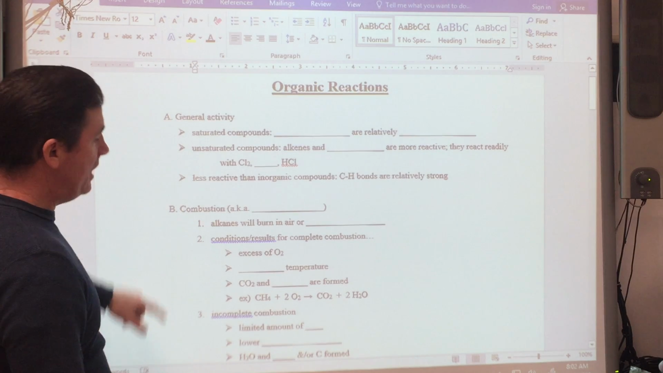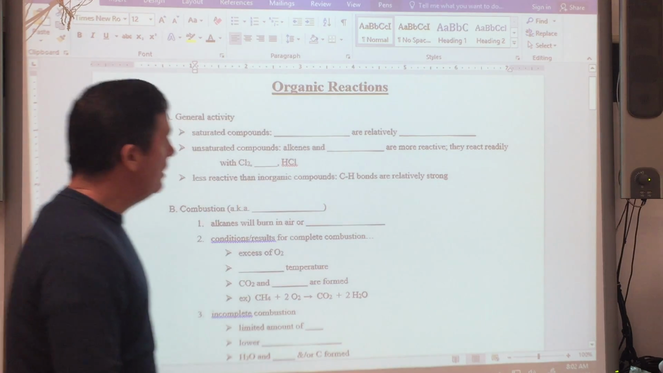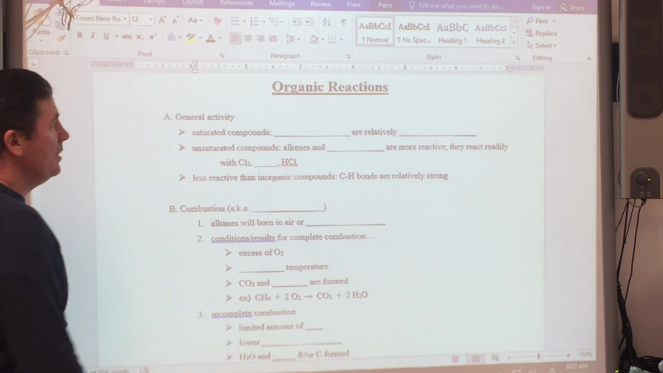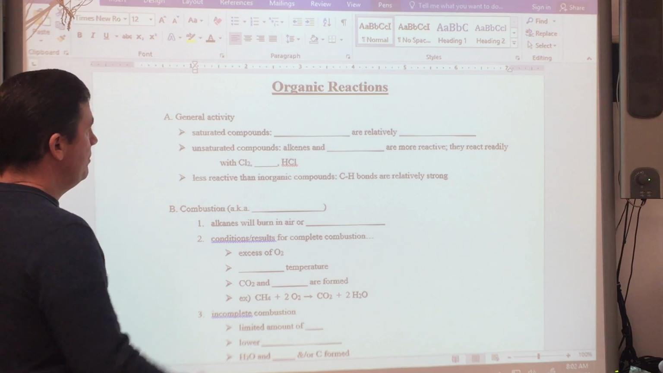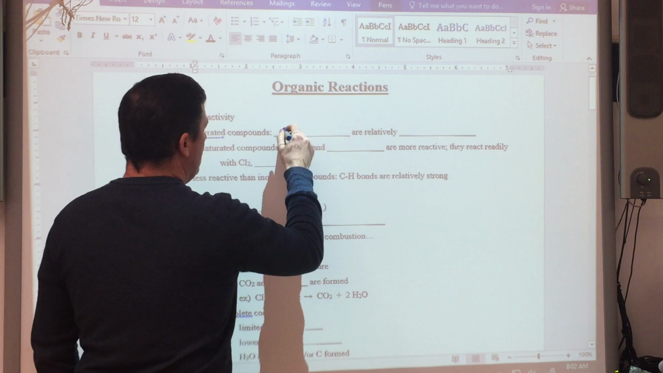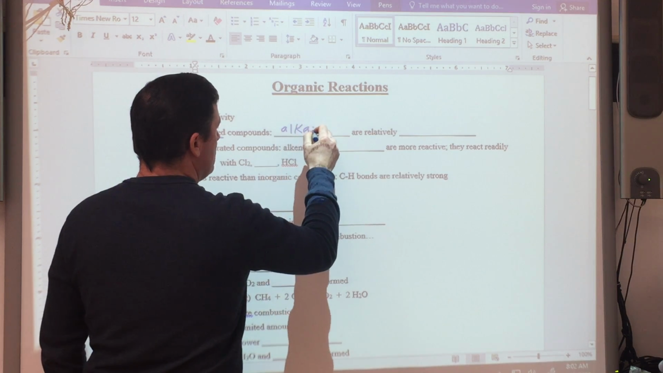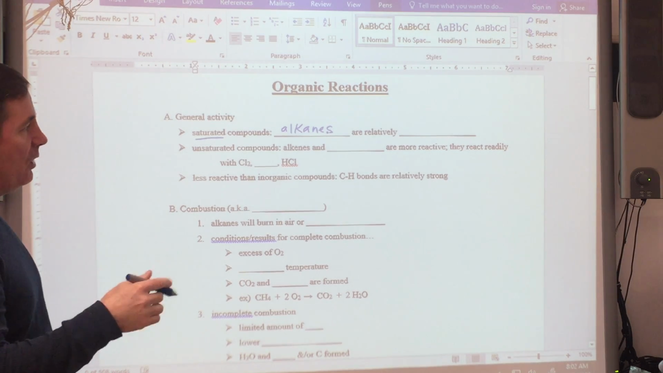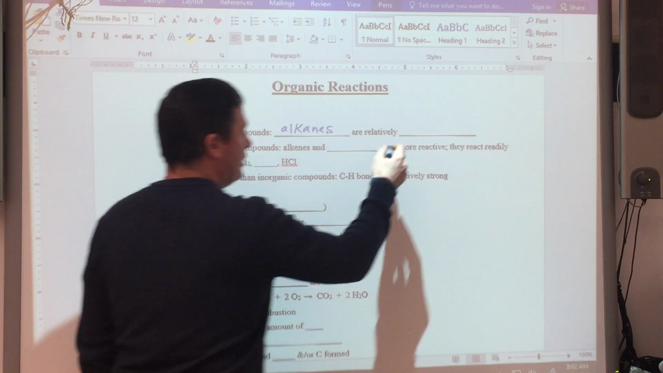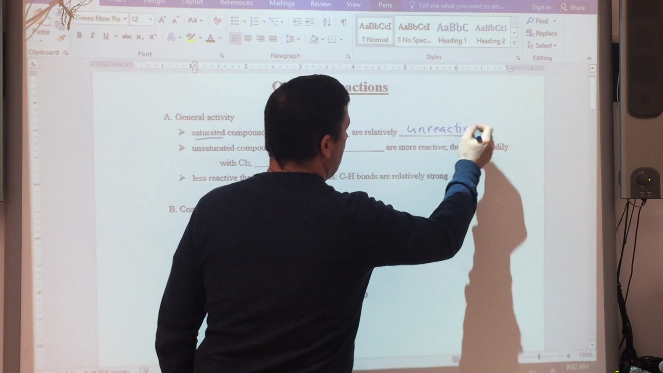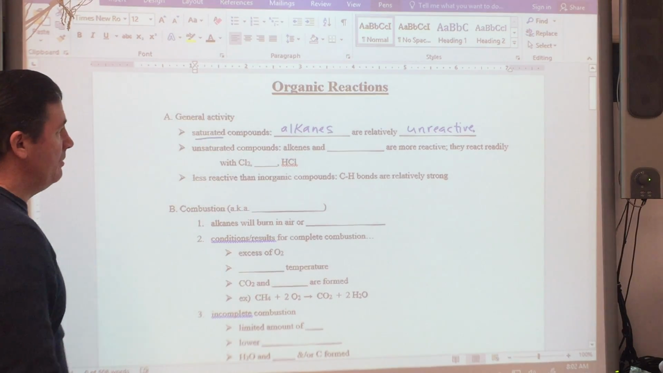As you can tell if you already looked at the test, there's not a lot of questions on the organic reactions, but I think it's important that we still go over them. In general, if you have a saturated compound, we're talking about the alkanes. Remember, they're saturated with hydrogens. You can't fit any more hydrogens on there. They're relatively unreactive. There are certain things that they can react with and will react with.